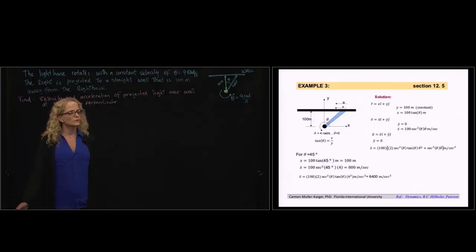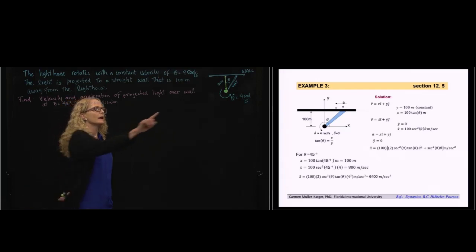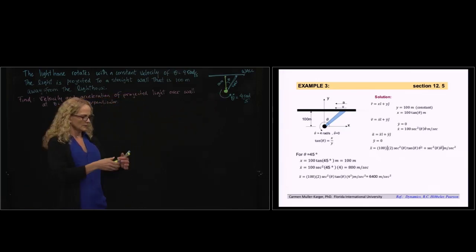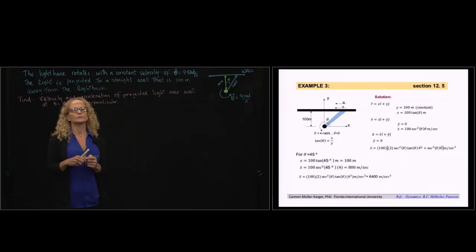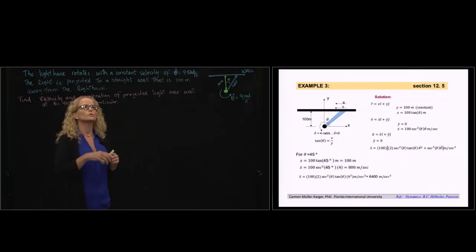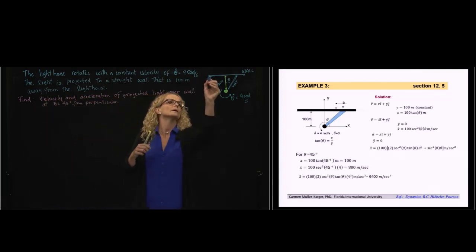Let's solve the third problem for section number 12.5. So we have a lighthouse right here that rotates with a constant velocity of 4 radians. This is theta dot, 4 radians per second. The light is projected to a straight wall. This is the wall, right? Let's fix it, the wall.